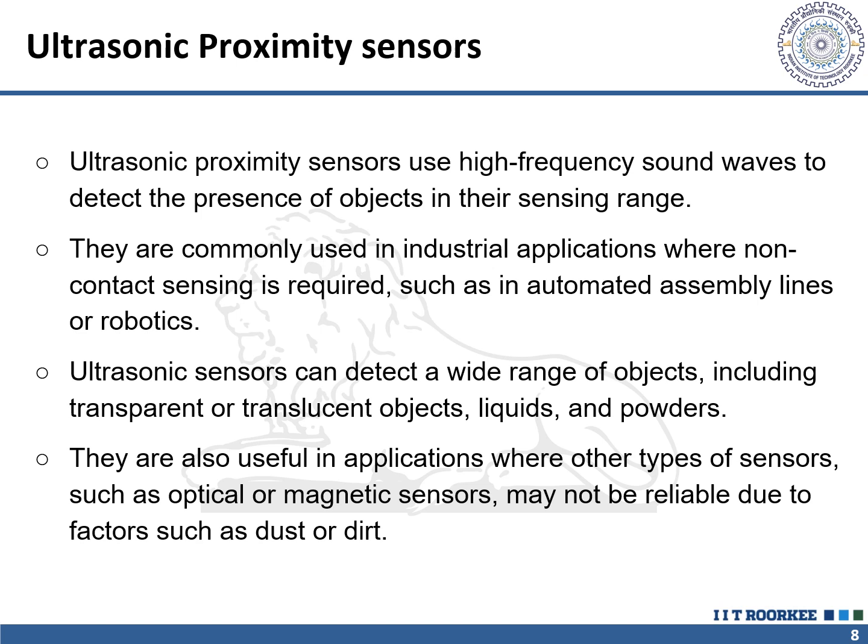They are used in industrial applications where non-contact sensing is required, such as in automated assembly lines or robotics. Ultrasonic sensors can detect a wide range of objects, including transparent or translucent objects, liquids, and powders. They are also useful in applications where other types of sensors such as optical or magnetic sensors may not be reliable due to factors such as dust or dirt.